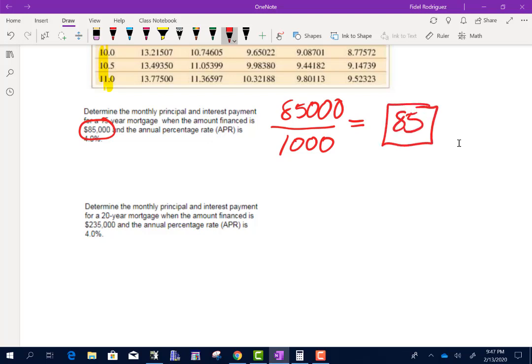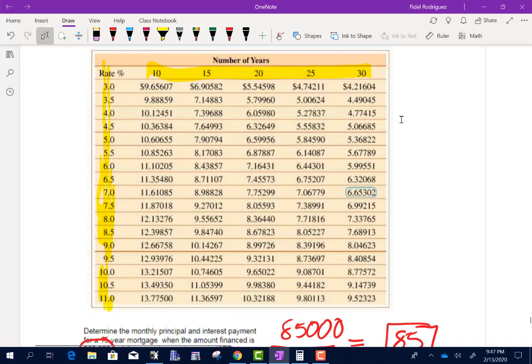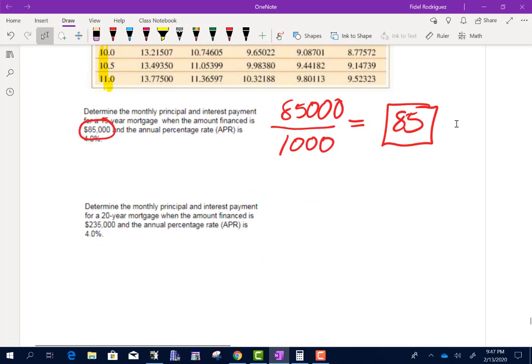Okay. The reason why I'm dividing it by 1,000 is because of this piece right here. See how it says per $1,000 worth of mortgage? Whatever my mortgage is, I'm always going to divide it by 1,000. Okay. So now I'm going to take that same number, 85, and multiply it by one of those numbers that we have in our table here.